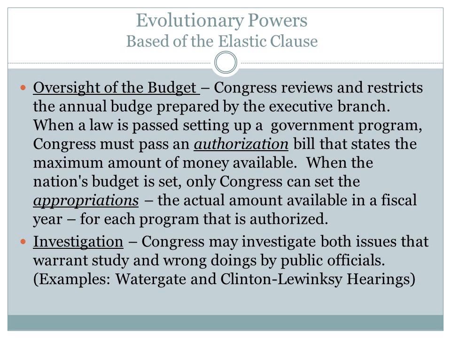Evolutionary powers, okay, and these come out of the Elastic Clause. Oversight of the budget. Congress reviews and restricts the annual budget prepared by the executive branch. Although the House is involved with revenue bills and taxation bills, the budget, so the year-to-year operating expenses, are originally designed by the President or the executive branch. And it's done through the Office of Management and Budget. So the OMB is the acronym we give it. You'll read more about that in the executive branch.